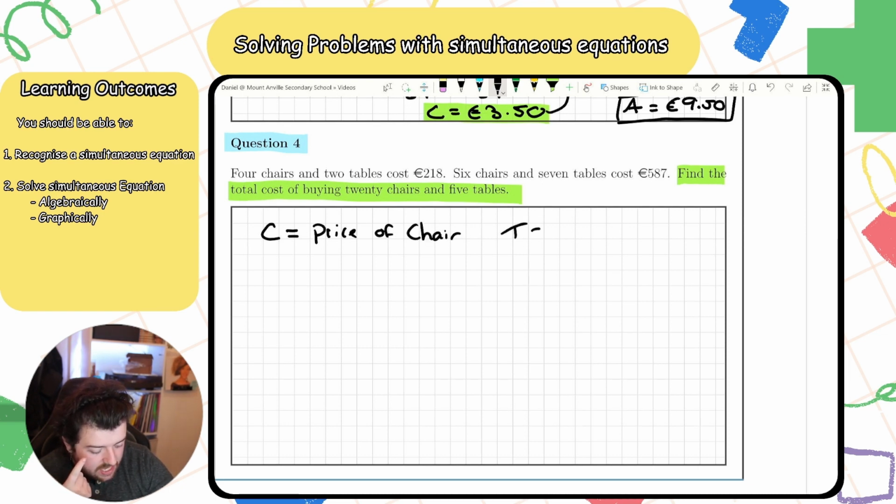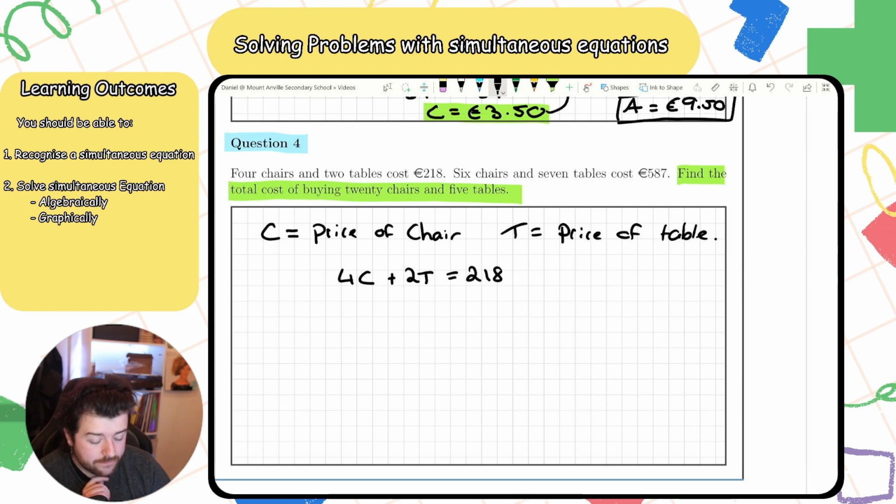And T is going to be equal to the price of a table. Right, so we've defined my two variables, so let's make my two equations. I know 4 chairs plus 2 tables is €218, and I know 6 chairs plus 7 tables equals 587.